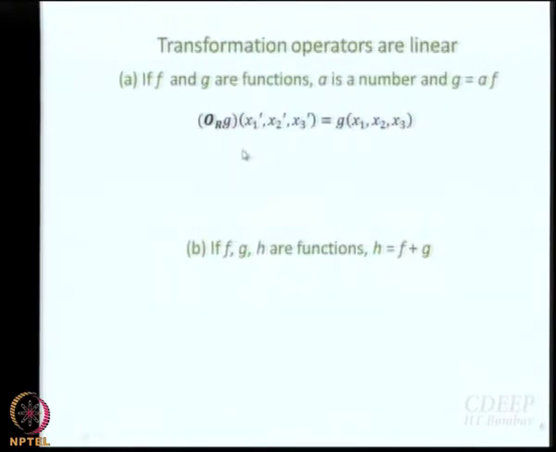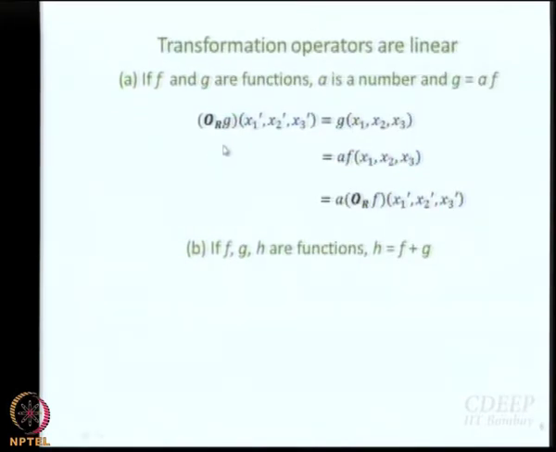By now, I think you will agree with me if I write O_R G in terms of the transformed coordinates is equal to G in terms of the original coordinates. That will allow me to write that. Now, what is G? G is just A multiplied by F. We wrote G equal to A multiplied by F. What will be the next step? What is F? F of x1, x2, x3. What is that? O_R F of x1 dashed, x2 dashed, x3 dashed, hence proved.